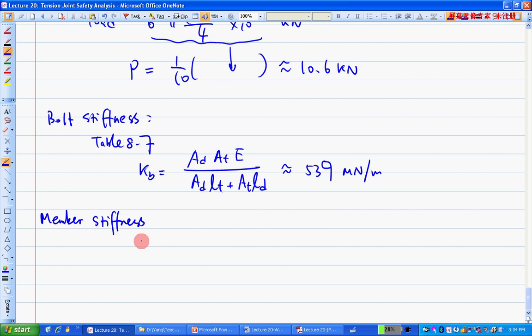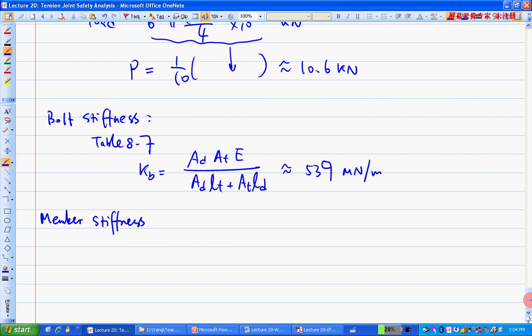So member stiffness, that's going to be the previous lecture. Look at the pressure cone, and look at how many frustums are inside this pressure cone. Look at the geometry. You have the general formula for calculating the stiffness of each frustum. Then take all the frustums as springs connected in series. Then you can calculate the total stiffness of all the members, right?